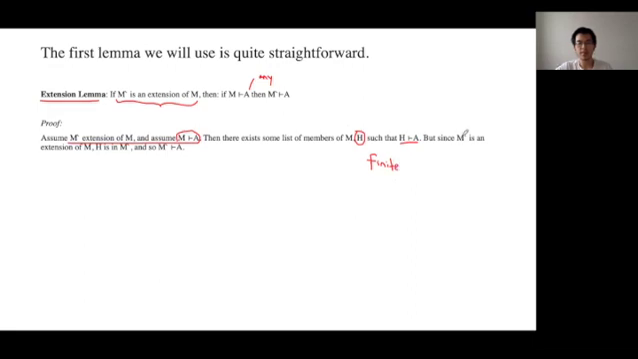But since M prime is an extension of M, every element of M is an element of M prime. We know that the H all comes from M, so therefore H is in M prime. Since H proves A, it's going to continue proving A, so M prime proves A. So that's the extension lemma. Again, pretty straightforward. We don't even need a subscript or anything. This just follows naturally from the definition of proofs as finite.